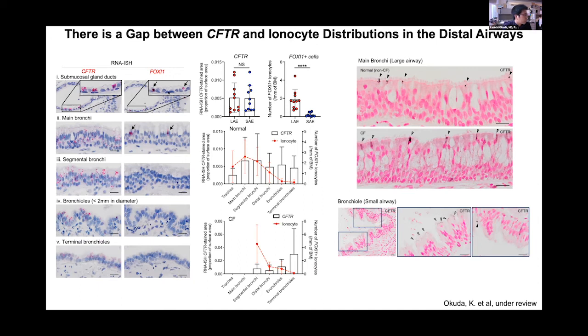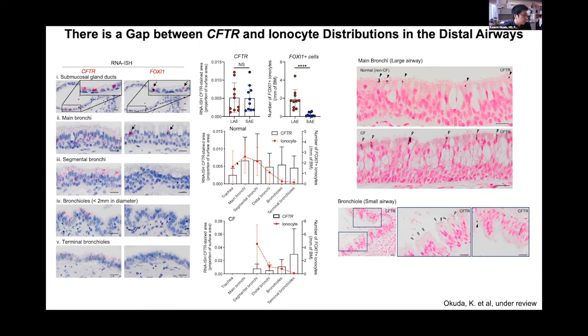But FOXI1 positive cells, which means ionocytes, are expressed in the submucosal gland duct, which appears to be consistent with CFTR high cells. And this number goes down toward the distal lung. If we compare the quantification data of large airways versus small airways, for CFTR there is no difference, but FOXI1 positive cells are significantly decreased in small airways.